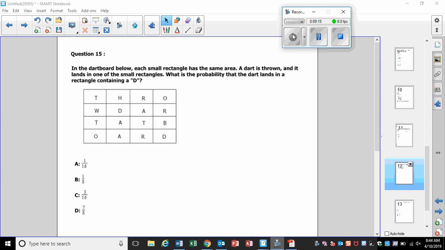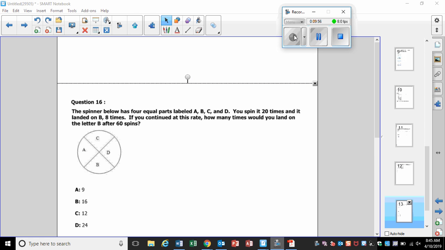Question 15. In the dartboard below, each small rectangle has the same area. A dart is thrown, and it lands in one of the small rectangles. What is the probability that the dart lands in a rectangle containing the letter D? Is it choice A, 1/16? Choice B, 1/8? Choice C, 3/16? Choice D, 7/8?